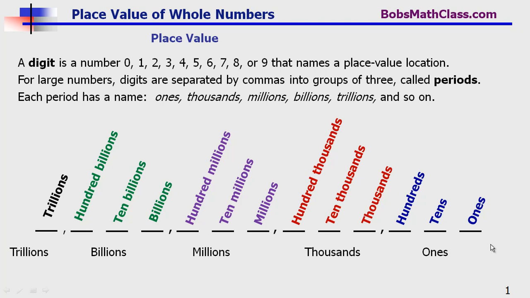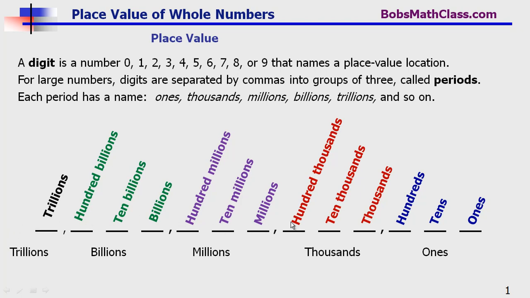Each period has a name: ones, thousands, millions, billions, trillions, and so on. So this is the ones period: ones, tens, hundreds. This is the thousands: thousands, 10,000s, 100,000s. The next period is the millions: millions, 10 millions, 100 millions. The next period is the billions: billions, 10 billions, 100 billions. After that would be trillions. Not shown, but then it would go 10 trillions, 100 trillions. And after that it would be quadrillions, etc.